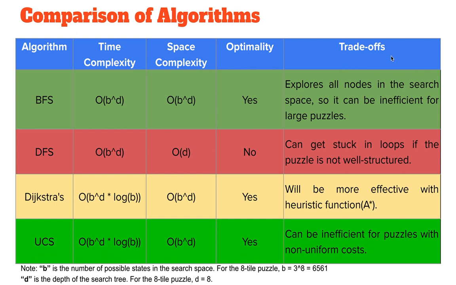As for the trade-offs, BFS will not be efficient enough for large puzzles because it will explore all nodes in the search space. And DFS can easily get stuck in loops. Dijkstra will be more effective with a heuristic function, but in that case, it turns into the A-star algorithm. And UCS can be inefficient for puzzles with non-uniform costs.